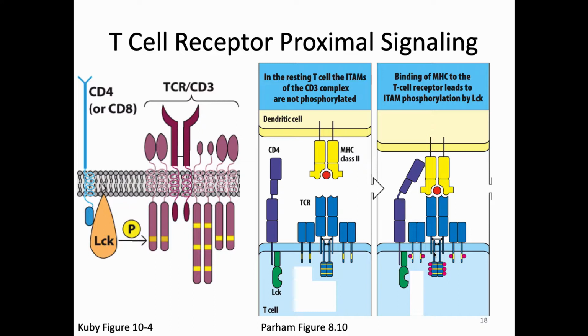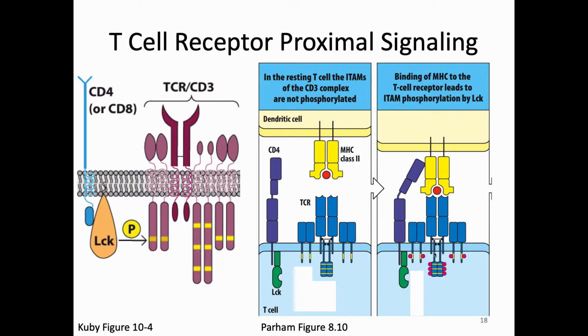One thing I will just tell you is that the one-letter abbreviation for tyrosine is Y. And in fact, all of these have the amino acid sequence YXXL in the ITAM.